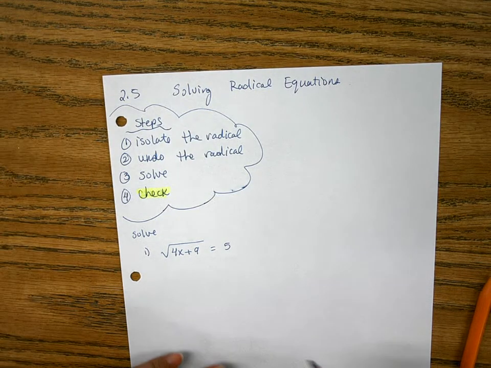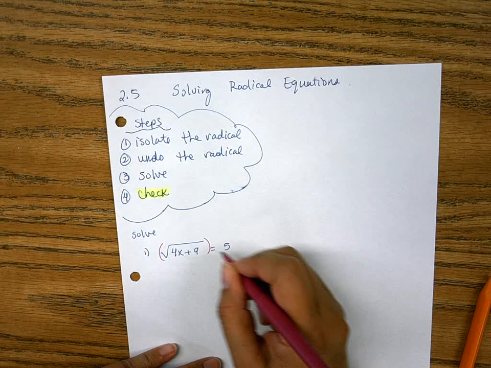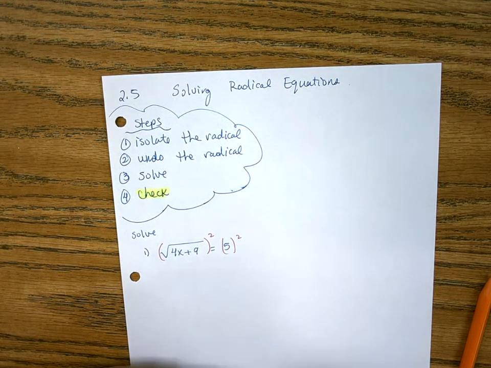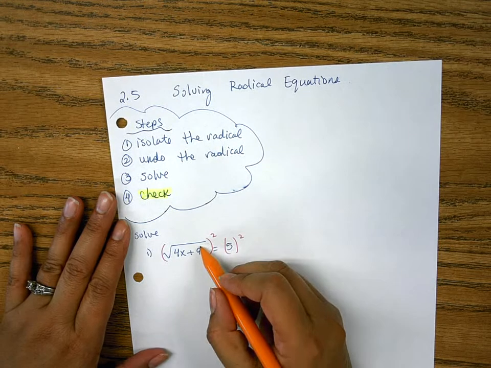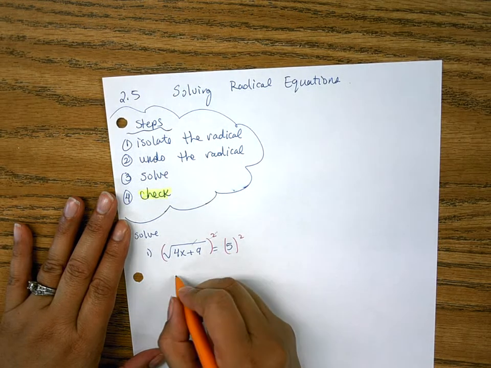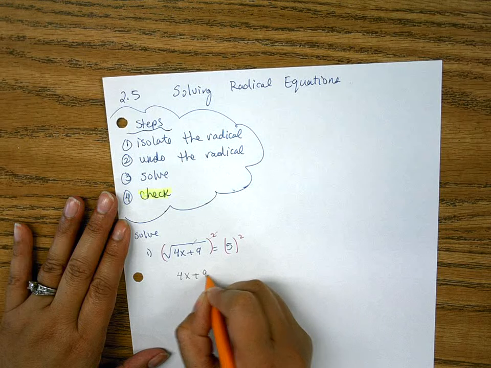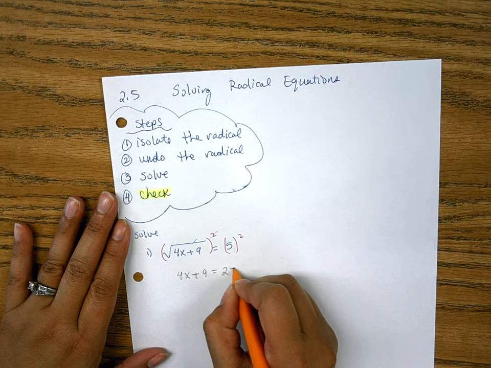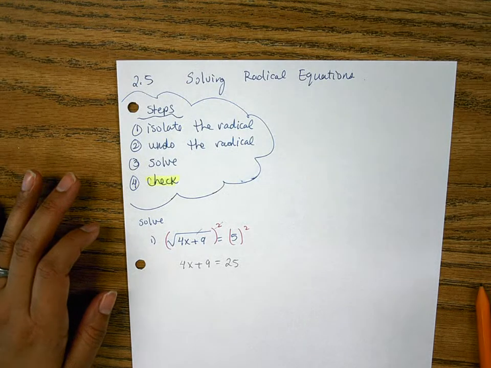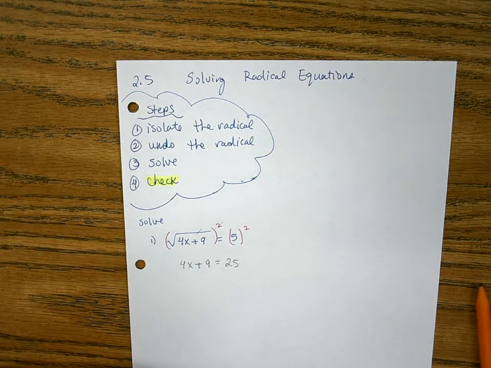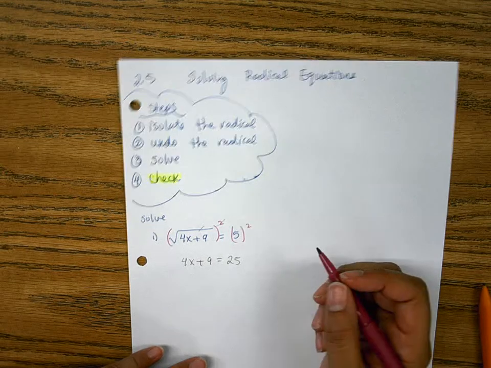Step 2, undo. We do that by doing what to both sides? Squaring. And when you square, that's the inverse of a square root, so they undo each other. And you're left with 4x plus 9 equals 5 times 5 is 25. And step 3 is solve. So go ahead and do that now. Subtract, divide, and get your answer.